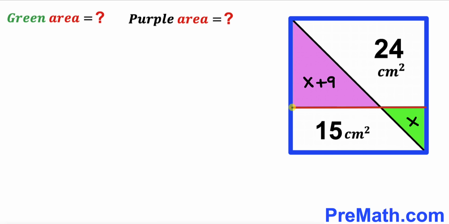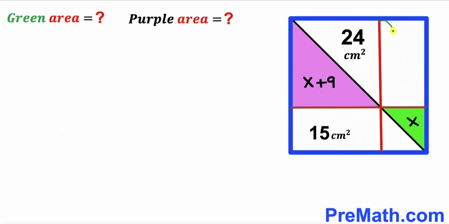And now let's make an observation. We can see this is our horizontal line, and here I have dropped this perpendicular line that passes through this point of intersection, and as a result we are ended up with these two rectangles, this rectangle and this rectangle, and likewise this square and this tiny square as well.